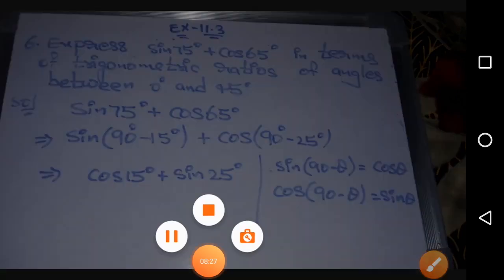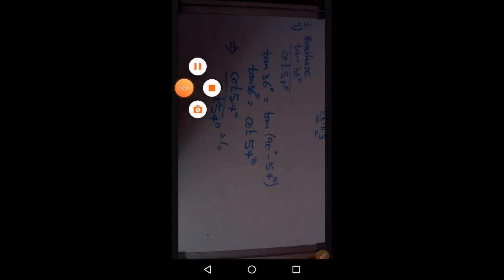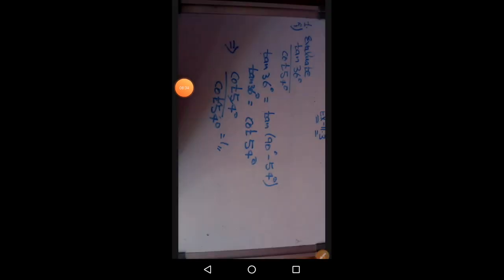So here is the first question which we have left. Let's see the first question. Let me take the pen. Yeah, so tan 36 by cot 54. Can we change 36? Can we write 36 as 90 minus 54, and tan (90 minus 54) is cot 54. Thus cot 54 by cot 54 gets cancelled, and we are left with 1.